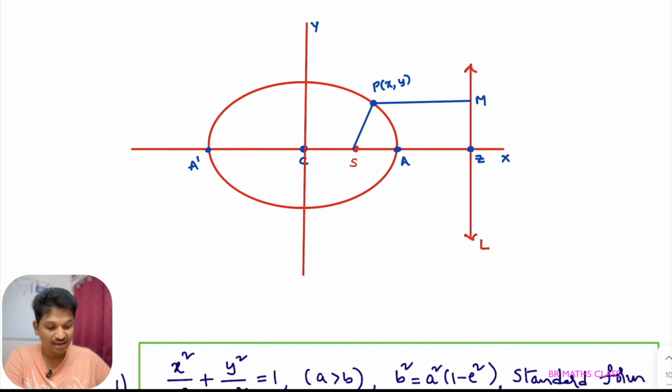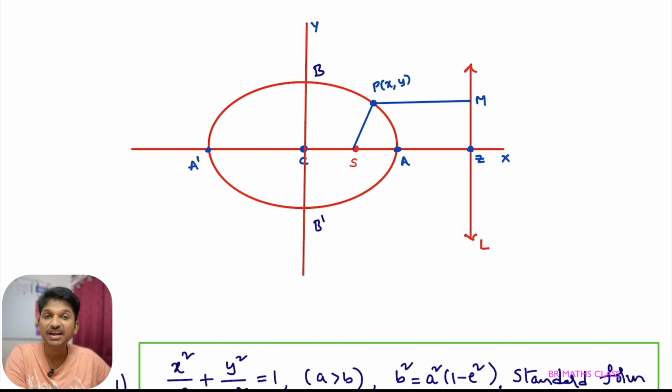Vertices. See, where is the major axis in this? See, this is there. This AA dash is called the major axis. This BB dash, this is B. I'll mark here. This is B. This is B dash. BB dash is called the minor axis. Why major axis? This length, AA dash, is bigger than this. That's why this AA dash is called the major axis. This BB dash is called the minor axis.